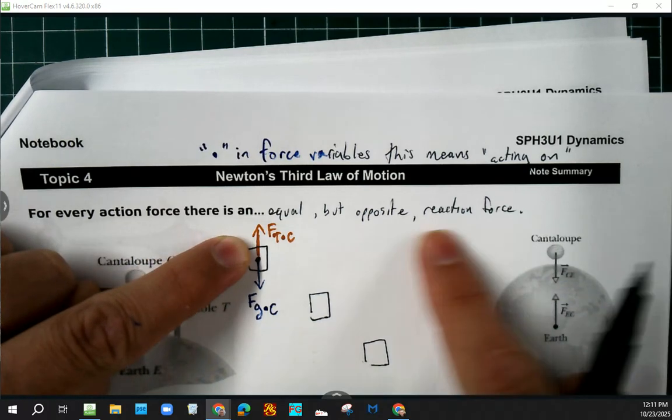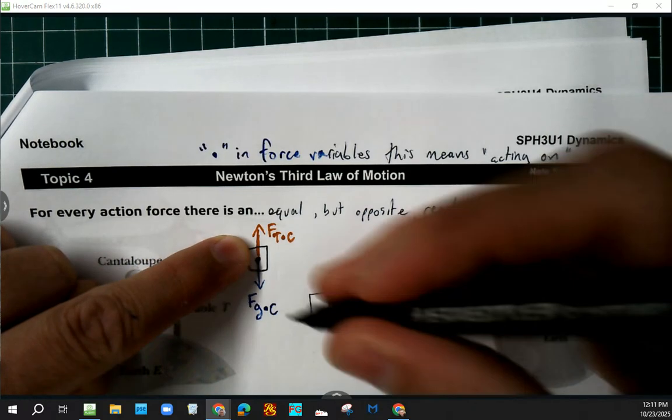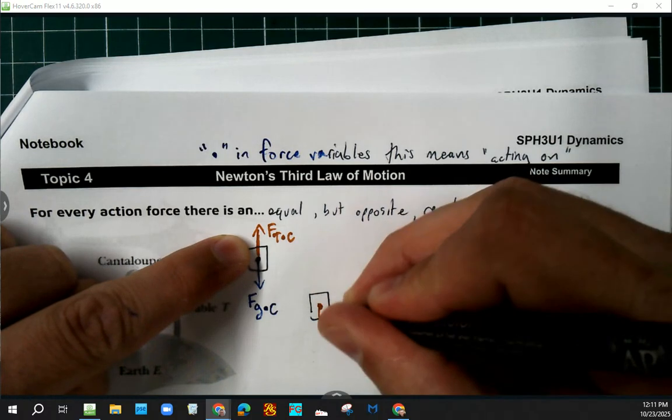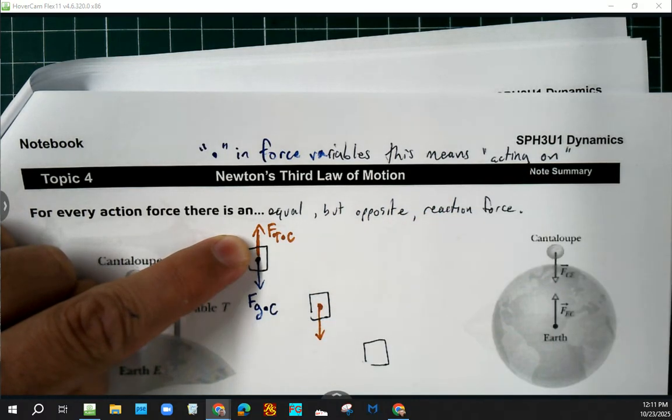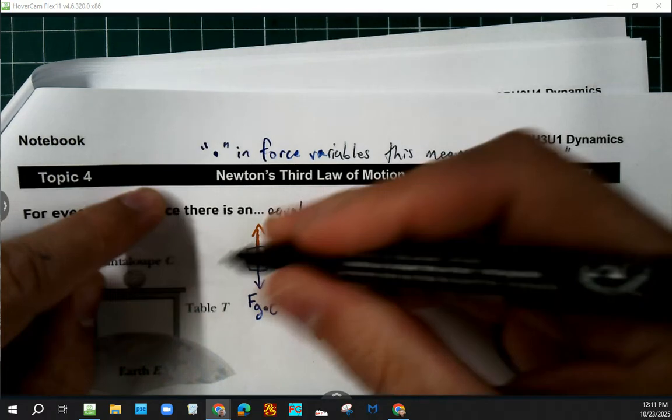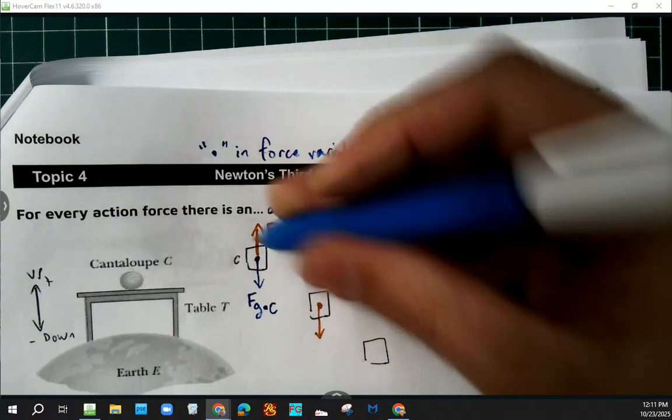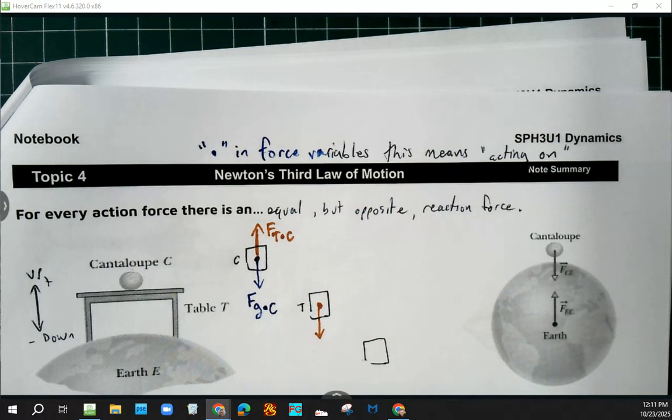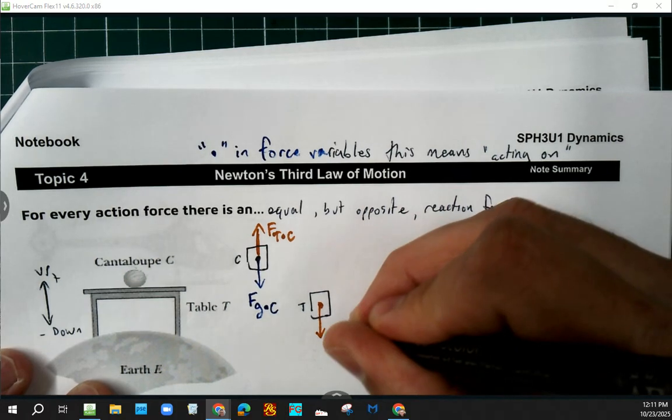Look at this sentence. Yeah? It's being pushed down. Yeah. It turns out that there's a cantaloupe acting down on a table. Look. This is the cantaloupe's free body diagram. This is the table's free body diagram. There's a cantaloupe acting down on this table.